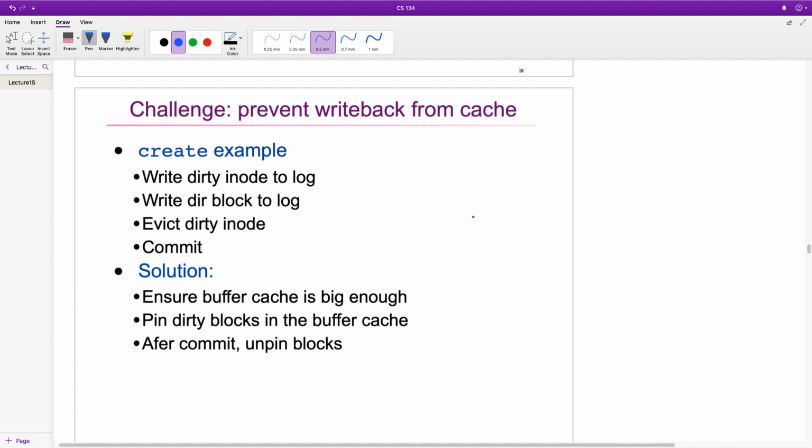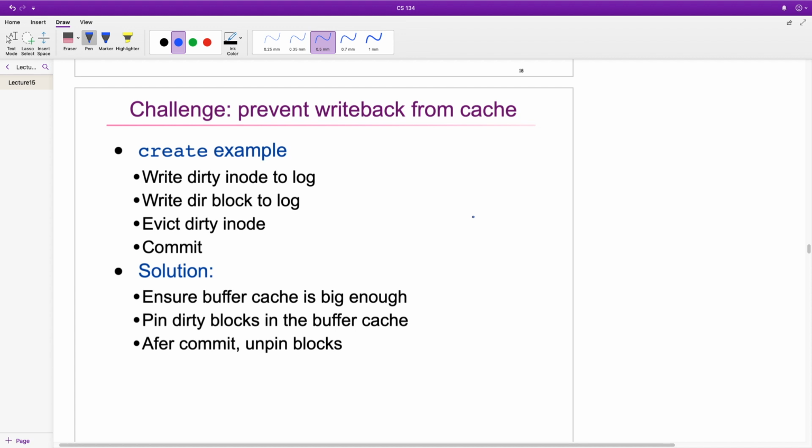So for example, when we do a create, we create an inode, that is, we take a free inode and we use it. We're going to write that to the log. We write the block containing the directory entry to the log. If the dirty inode were evicted here, we have a big problem. If the dirty inode were written to disk before we committed, then if we crash before the commit, the inode has been updated, but the directory entry hasn't. So we can't have this eviction here.